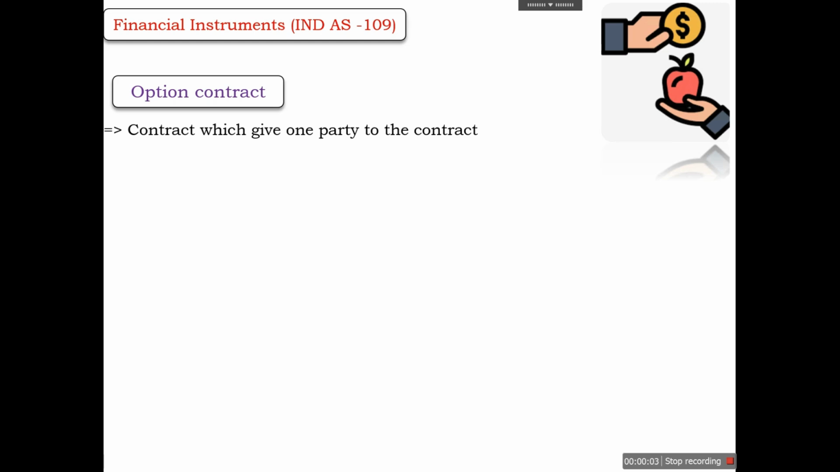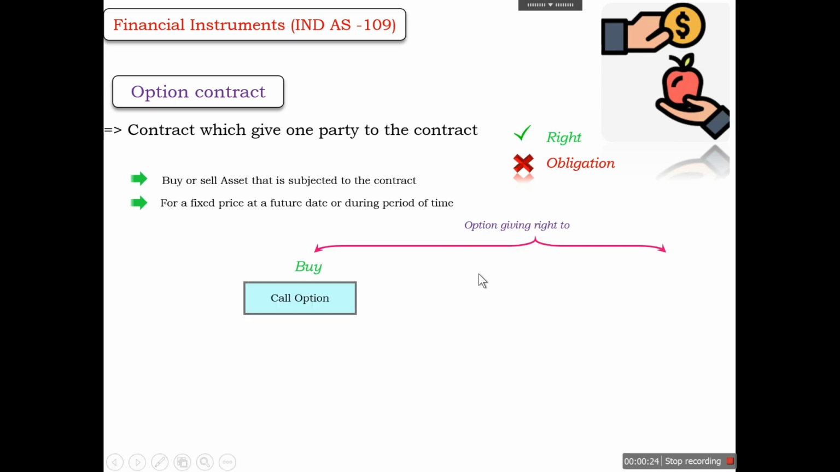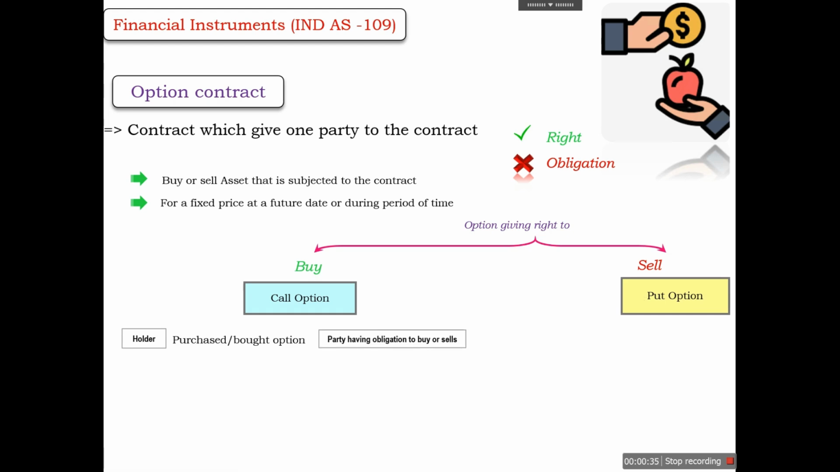An option contract is a contract which gives one party to the contract the right but not the obligation to buy or sell the asset that is the subject of the contract for a fixed price at a future date or during a period of time. An option contract that gives the right to buy is called a call option, and a contract that gives the right to sell is called a put option. From the perspective of the holder it is called a purchased option or bought option, and the party who has the obligation to buy or sell is called the writer of the option.